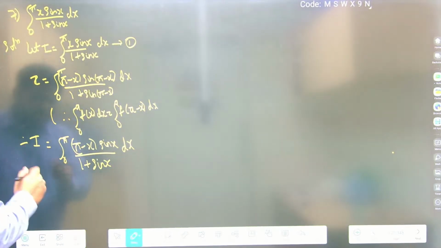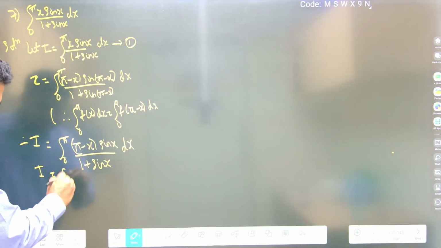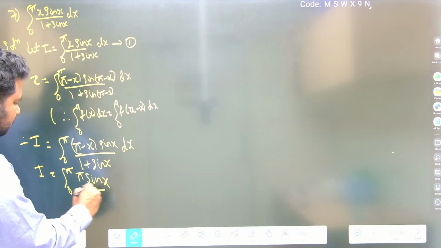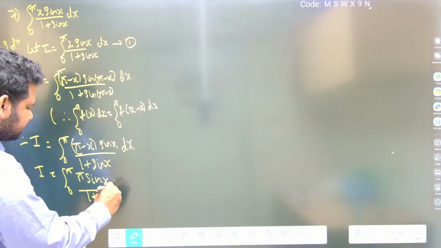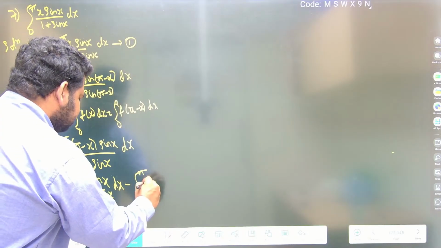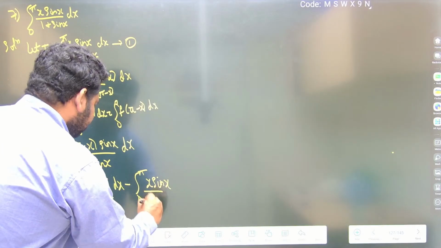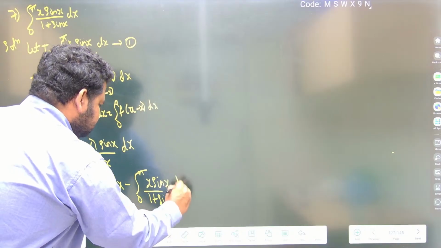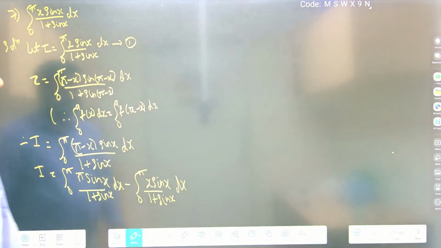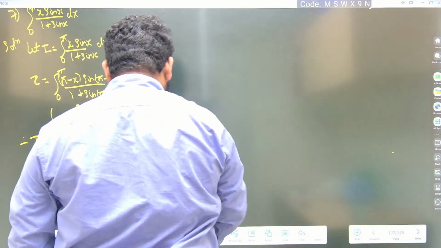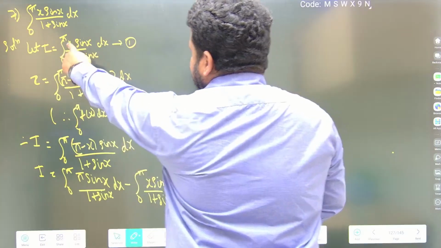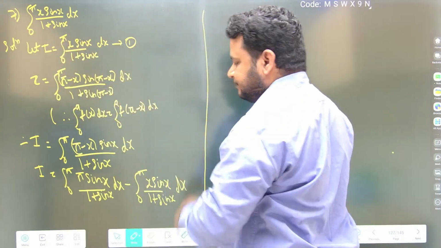This will become what, friends? So I is equal to integral 0 to pi, pi into sin x by 1 plus sin x dx, minus integral 0 to pi, x sin x by 1 plus sin x dx. This is actually nothing but equal to I, because from equation 1 I can write this as I. 0 to pi x sin x by 1 plus sin x dx is I.